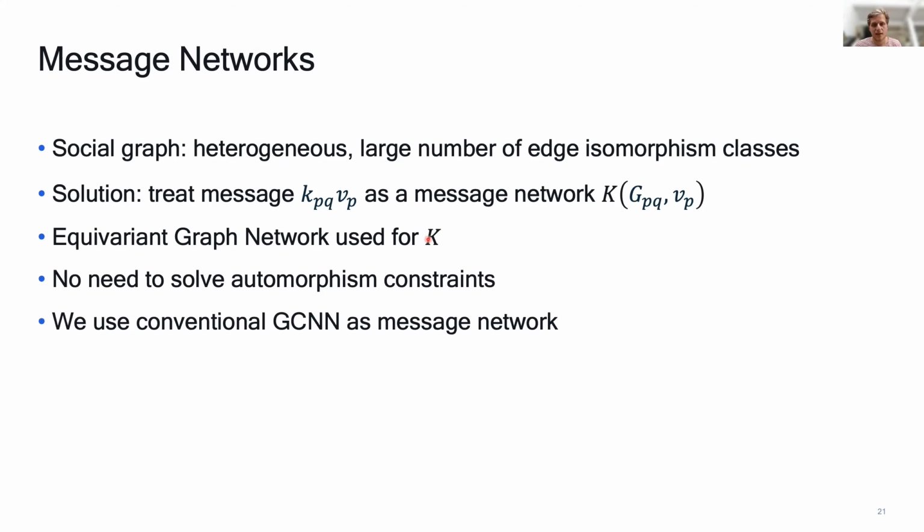And we can use any equivariant graph network, such as a conventional graph CNN, as the message network, which is computed on each edge of the graph. We can kind of see this as a hyper network. Instead of one graph network, we have a graph network on each edge.